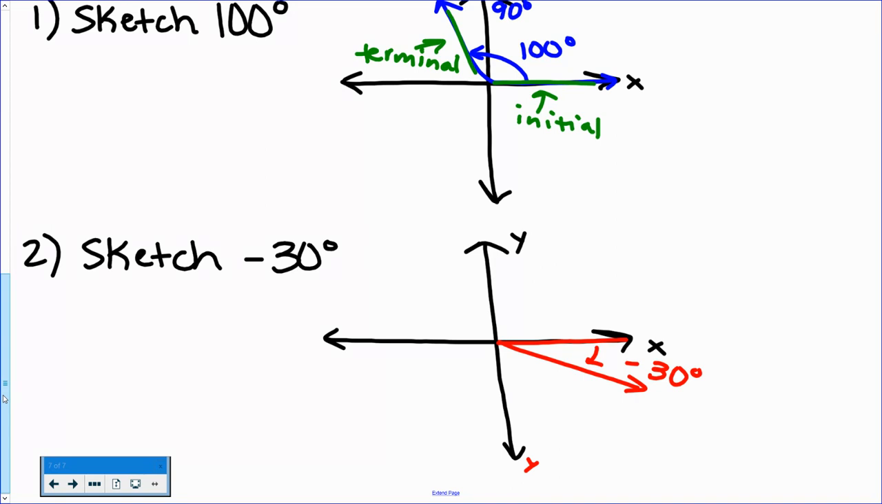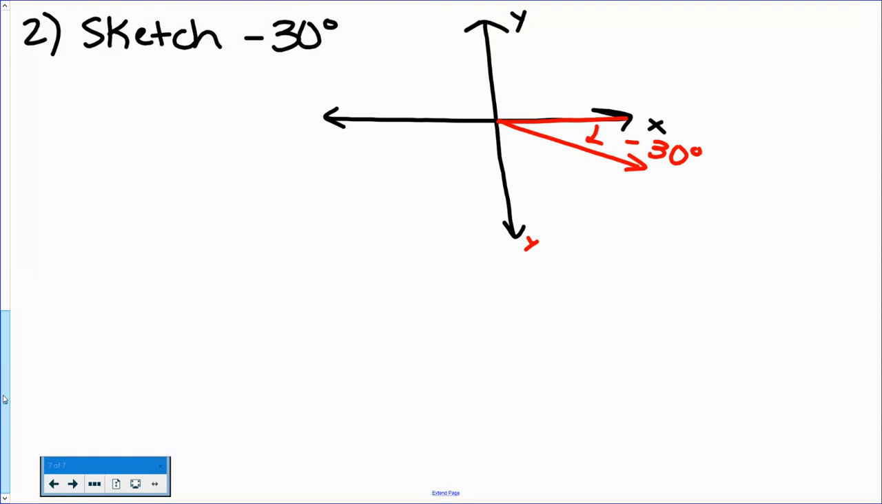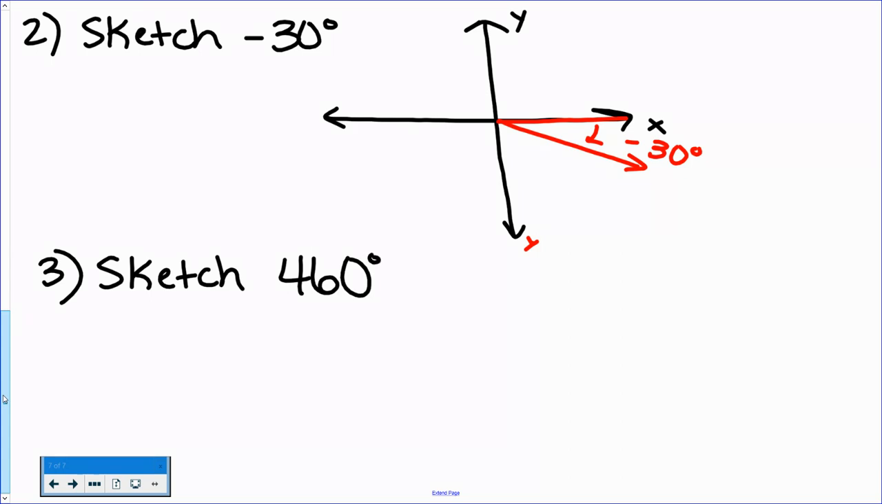I could also ask you to sketch something that goes past 360. So like sketch 460 degrees.